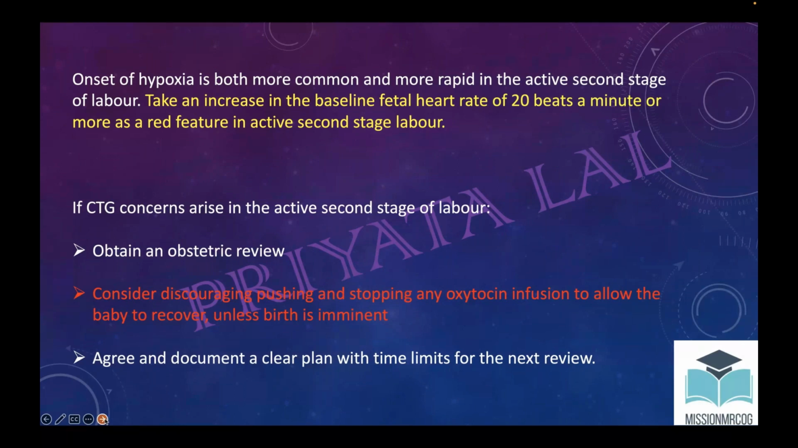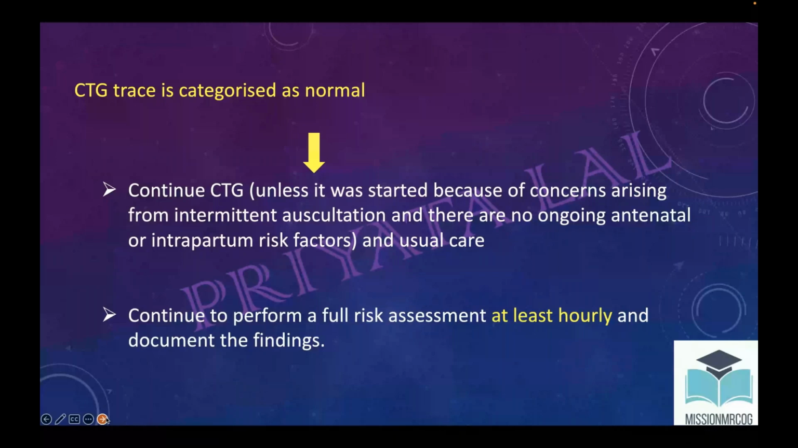Now, if the CTG trace is normal, we already know the categorization is three. If all features are white, it will be normal. If it is normal, then monitoring of labor will continue, with a full risk assessment, and every 1 hour the patient will be seen and the findings documented.